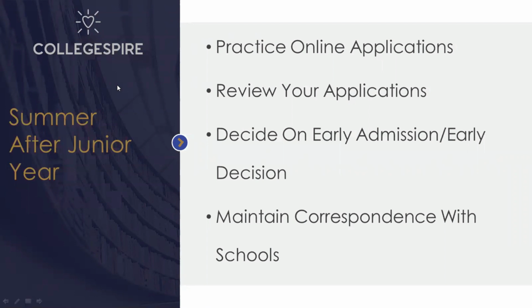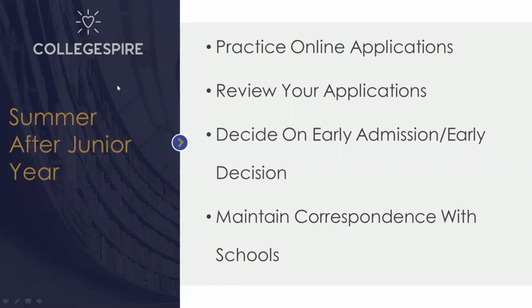Third bullet point, decide on whether or not you are going to do early admission or early decision during the application season. This is extremely important because many of these deadlines are much sooner than your typical regular deadline. You could have an early decision deadline as early as October, November, whereas many of the standard deadlines for public schools can be anywhere around December, whereas private schools could be the following year.